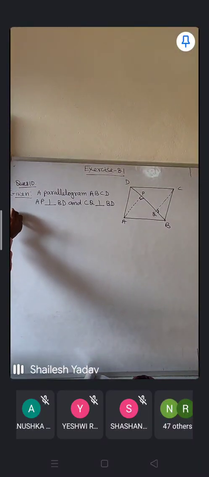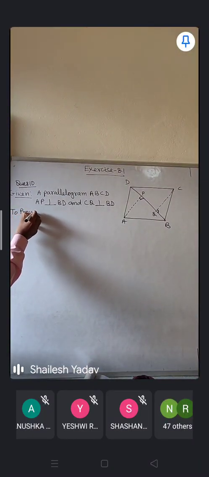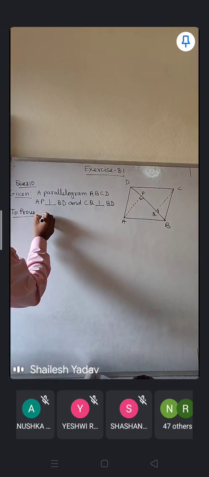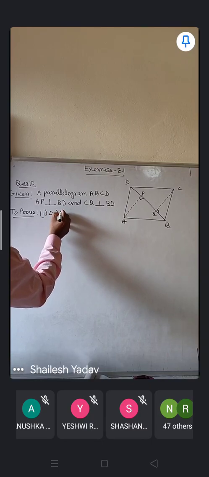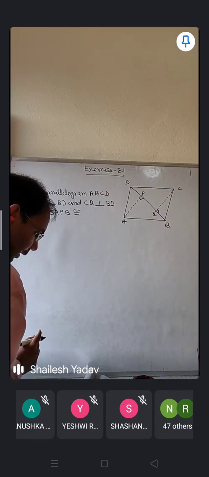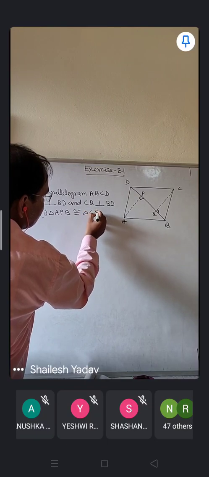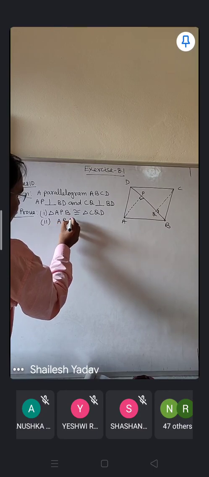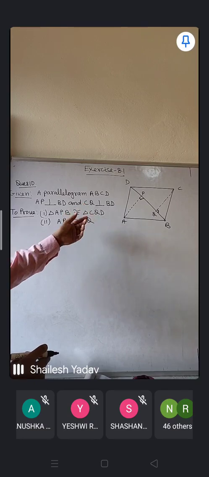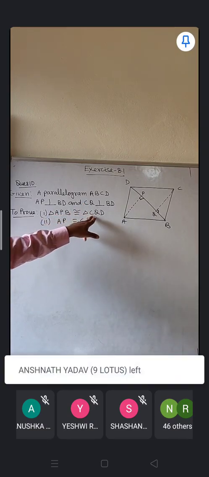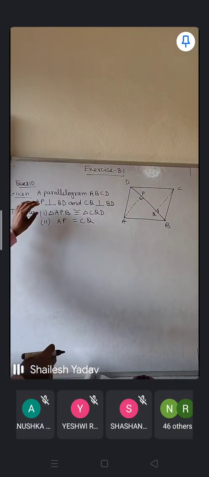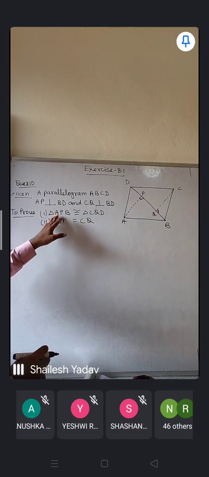Now you need to prove, in this question you need to prove two parts. So in the first part you need to prove that triangle APB is congruent to triangle CQD, and in the second part you need to prove that AP equal to CQ. So for the second part, you know that if you are able to prove that these two are congruent, then by CPCT you will write AP and CQ will be equal. So for the second part, you are not supposed to write any extra statement. Only whatever the solution is there, that you need to give for the first part.